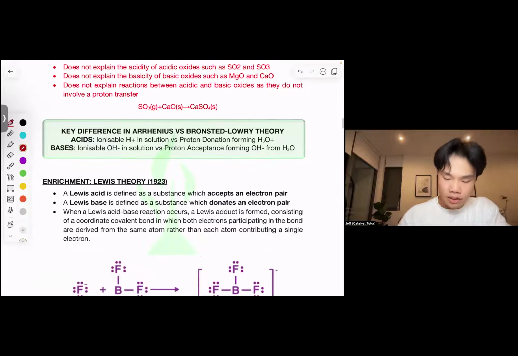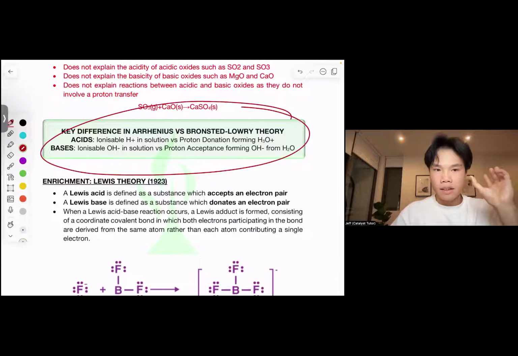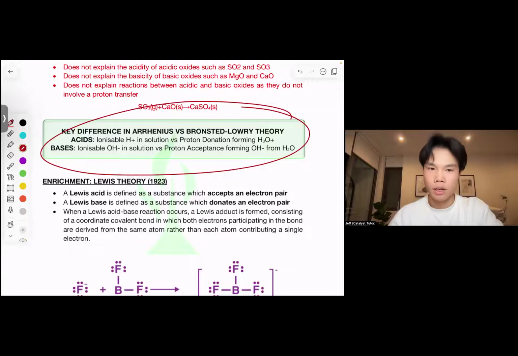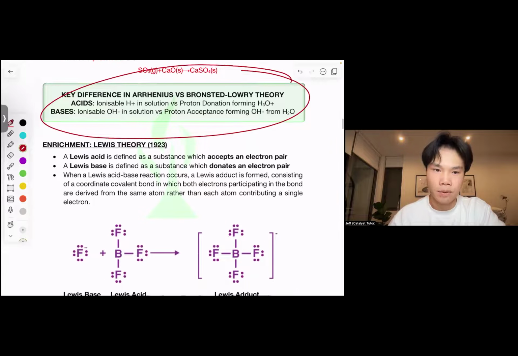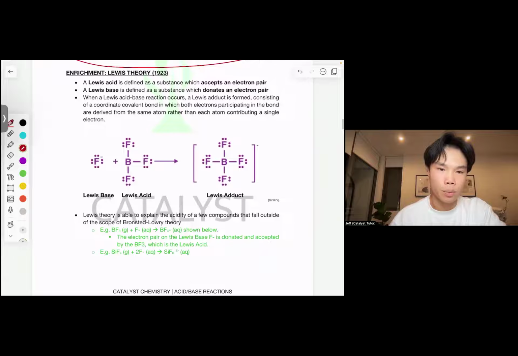So to summarize, Arrhenius and Bronsted-Lowry, the big difference is Arrhenius said that acids ionize to make H+, and they don't, and Bronsted-Lowry said they donate protons to form H3O+. Bases are ionizing to make OH-, and protons are accepted instead. Lewis expands on this a little bit, but for the most part, you won't be asked on Lewis explicitly.